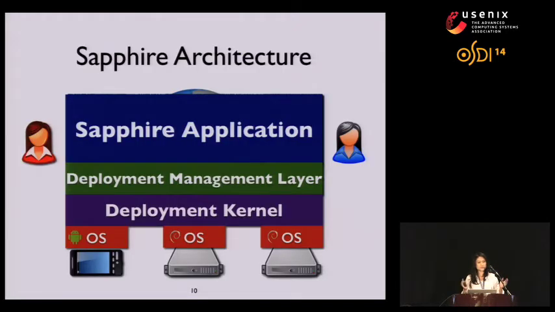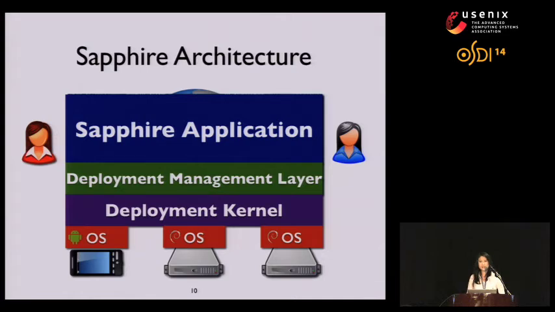So Sapphire facilitates the separation between an application and its deployment with a unique three-layer architecture. I'm going to first give you an overview of this architecture, and then I'll talk about each layer in more detail. So at the top of this architecture, we have a distributed Sapphire application. It runs in a single uniform environment that spans mobile devices and cloud servers.